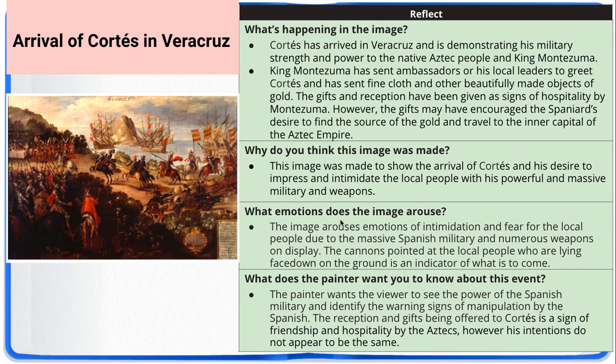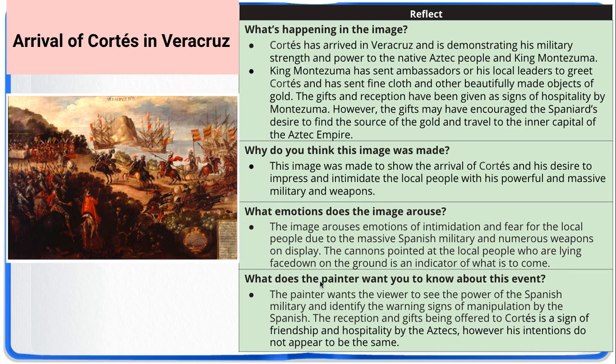What emotions does the image arouse? Well, the image arouses emotions of intimidation and fear for the local people due to the massive Spanish military and the numerous weapons that we can see in this image that are on display. The cannons that are pointed at the local people who are lying face down on the ground is an indicator of what is to come, right? This idea of conquering new lands.